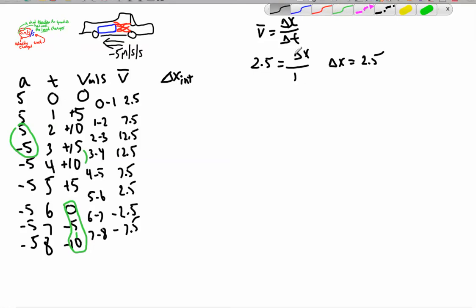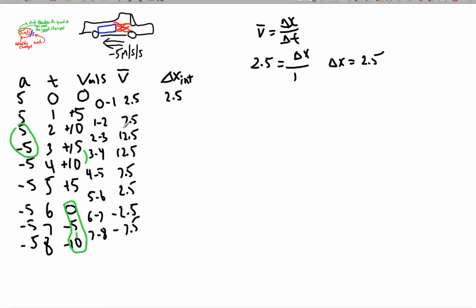Okay, so resuming, we found the displacement for that interval, the 0 to 1 second interval, to be 2.5 meters. Now we can do the same thing in each of these other intervals. Let me do one more for you, and then you can go ahead and try them on your own.